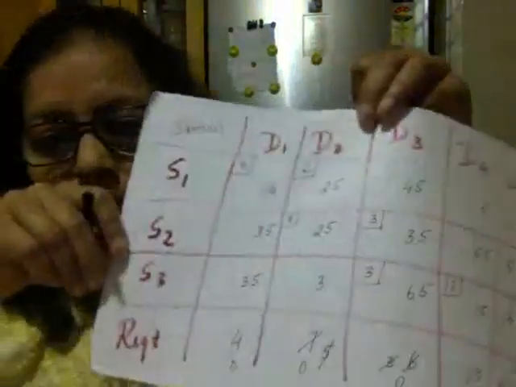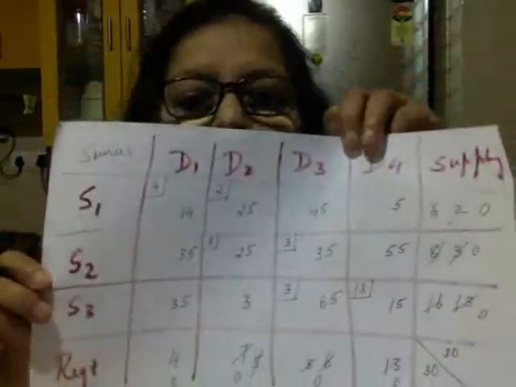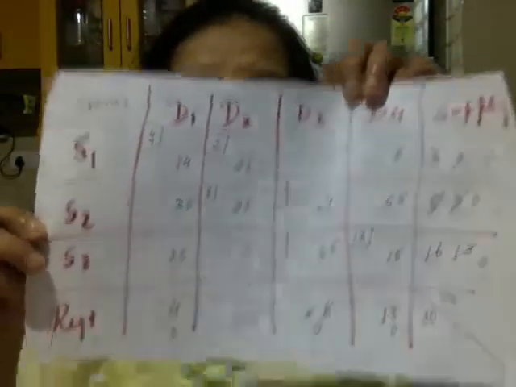Now the last allotment is S3 to D4. D4 requires 13, cancel it, make it 0. Allot S3 to D4, 13. And S3, cancel off 13 and get 0. So the allotment is over.